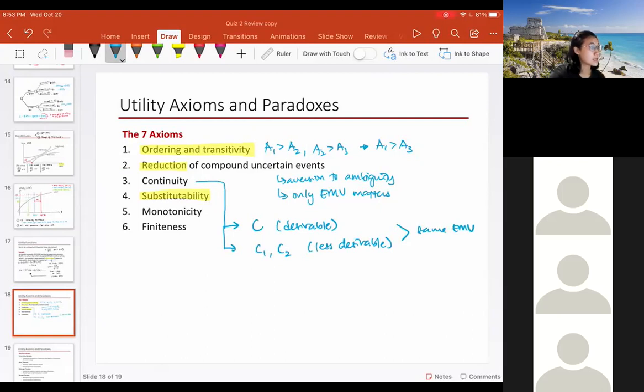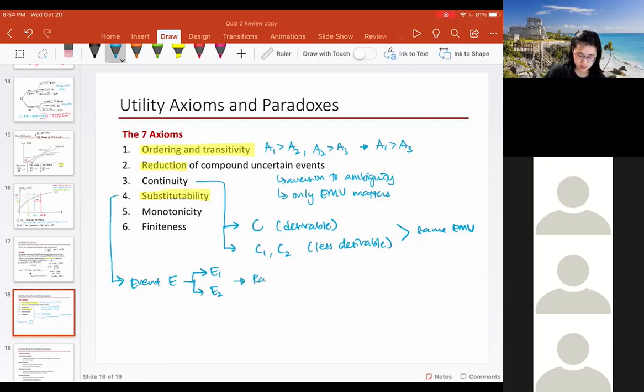Substitutability is something that you've probably heard of before. If you have an event E, but you substitute event E with two events, E1 and E2, that are less certain, but the total probability adds up to 1, and the EMV of E1 and E2 are the same as E.